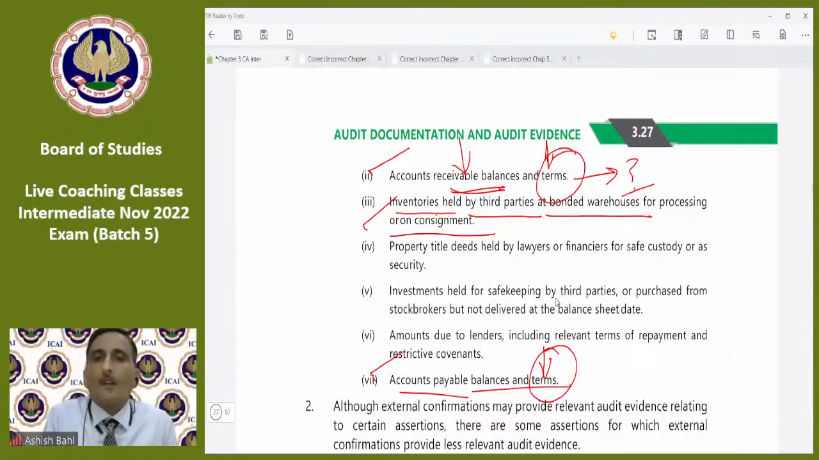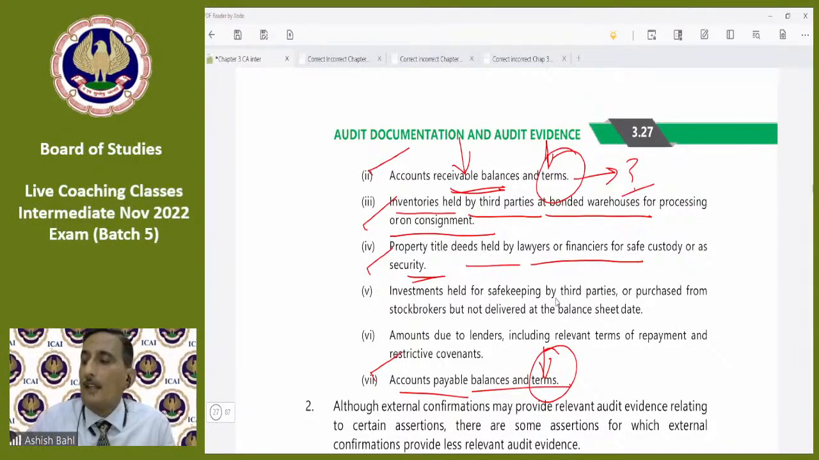So property title deeds held by lawyers for safe custody or as security.